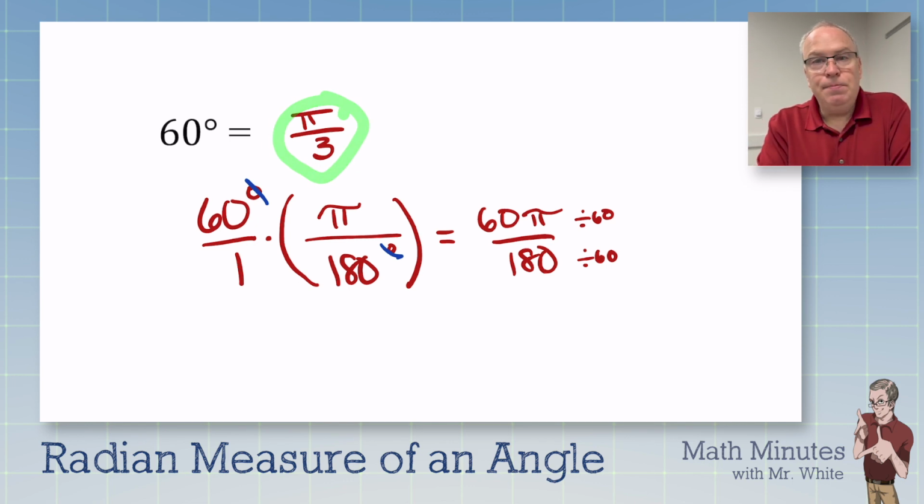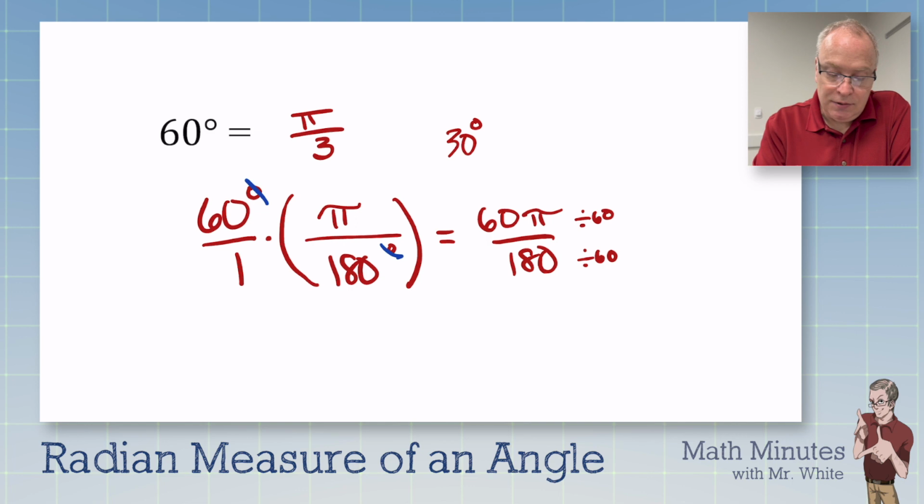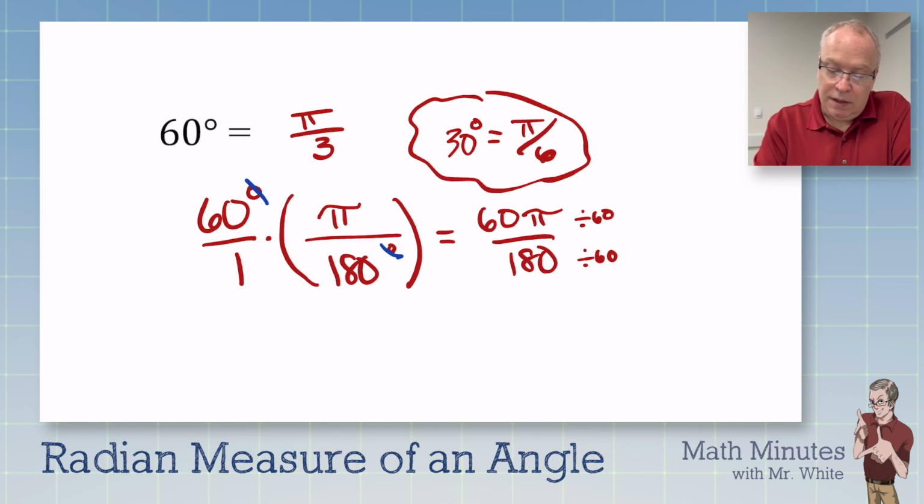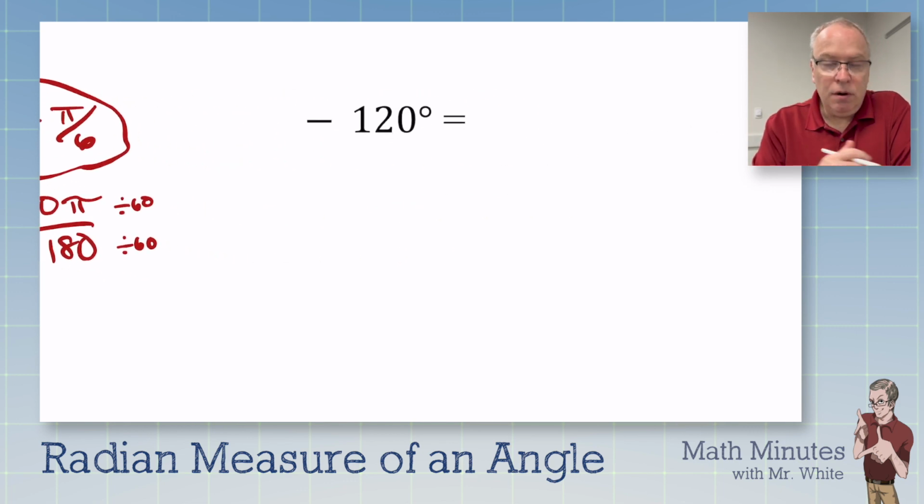60 degrees is pi over 3, and 30 degrees is pi over 6. So you may just want to memorize those. So let me write that one down also. So 30 degrees is pi over 6 if you do the conversion like I did below. Okay, let's try another conversion.